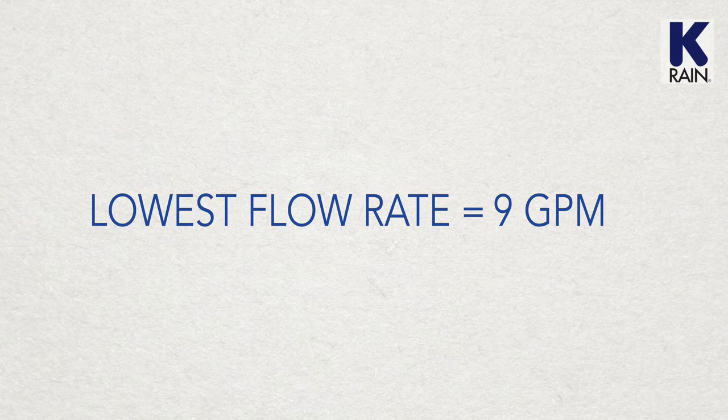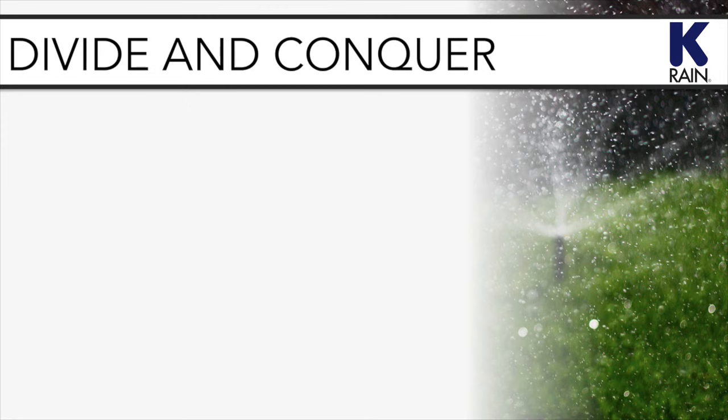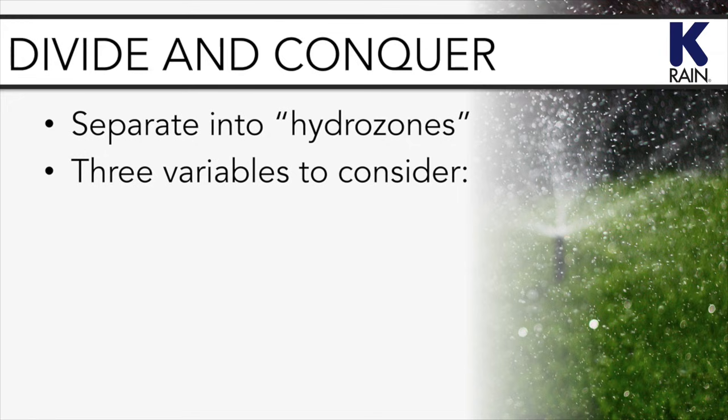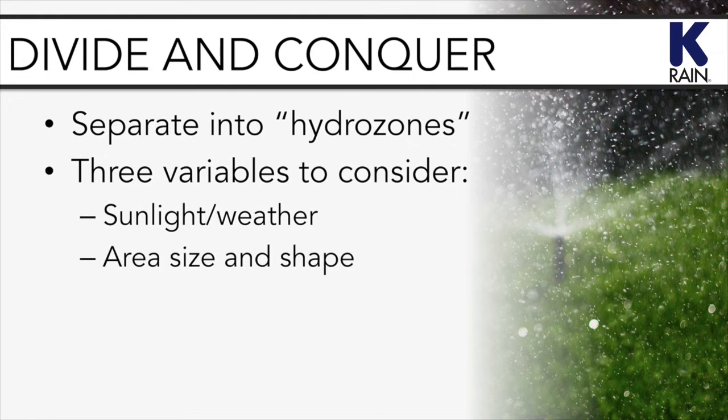With all of the site information in hand, you are ready to divide up the plan into separate watering zones called hydrozones, based on the watering needs of the plant material. There are 3 variables to consider: sunlight and weather exposure, area size and shape, and the type of plant material.